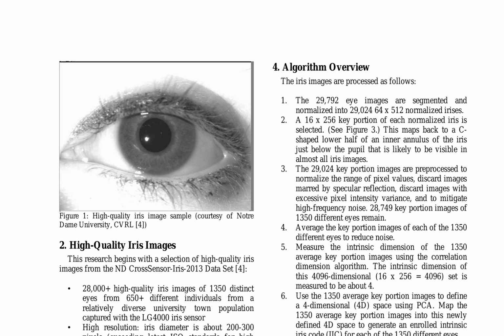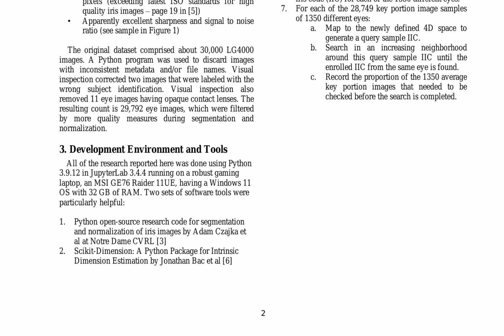GB of RAM. Two software tools were employed: Python open-source research code for segmentation and normalization of iris images by Adam Chaika et al., and Scikit Dimension for intrinsic dimension estimation. The algorithm overview involves processing the iris images as follows: segmentation and normalization into 64 by 512 normalized irises, selecting a 16 by 256 key portion of each normalized iris, and preprocessing the key portion images to normalize pixel values, discard images with specular reflection, and mitigate high-frequency noise.